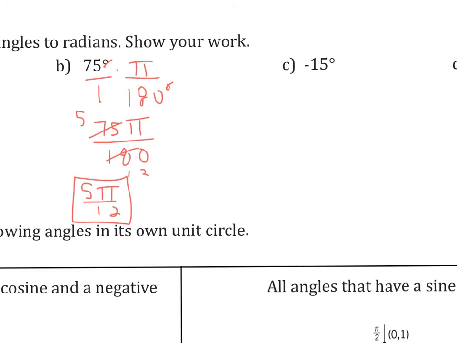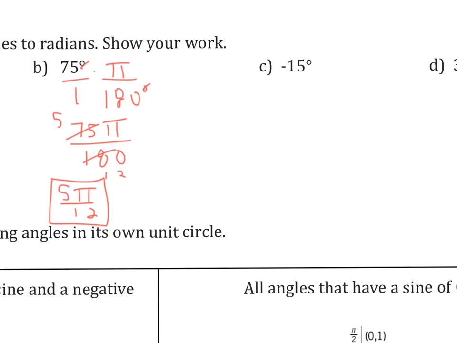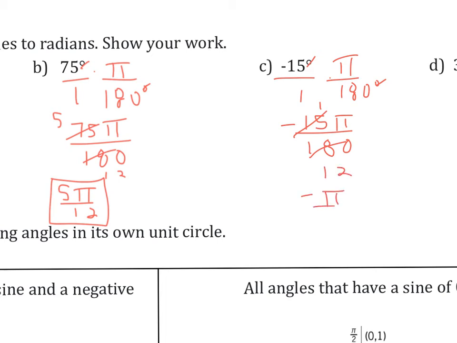So we do that again. The negative just becomes negative 15 over 1. We multiply by pi over 180 degrees. The degrees again will cancel. We'll end up with negative 15 pi over 180. So once again, we take 15 out of the top, that gives us 1, and 15 out of the bottom, that gives us 12. So we end up with negative pi over 12.